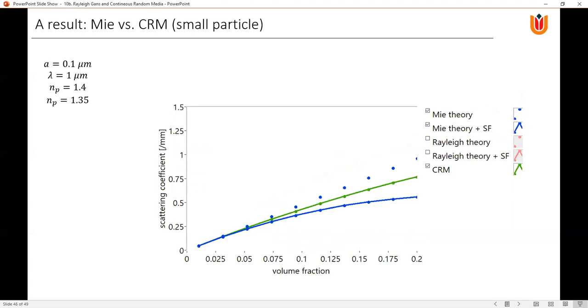A second simulation with a slightly larger particle basically gives more or less the same trend, but even a little bit more pronounced. So with Mie theory alone, you will see a linear increase. For Mie theory with the structure factor, you will see a sublinear increase. So there is still an increase. And the continuous random medium approach is somewhere in the middle.